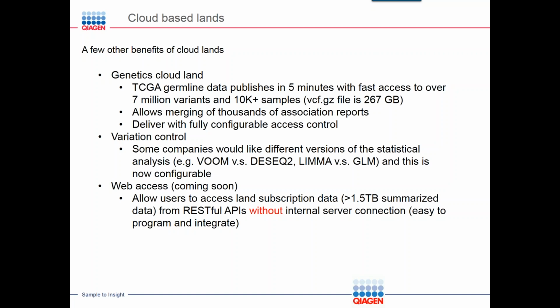Some companies like different versions of the statistical analysis, so they prefer to use WOM instead of D6-2. Sometimes, for Mercury data sets, they don't want to have a general linear model. They say, oh, I actually like Lima a little bit better. I want all the data sets to be processed by Lima, unless it cannot be processed by Lima for some complicated models. But each company has a different combination of requirements.